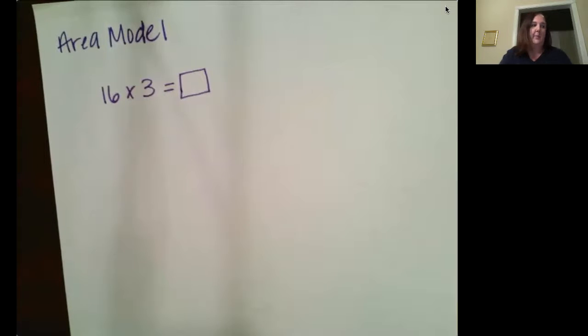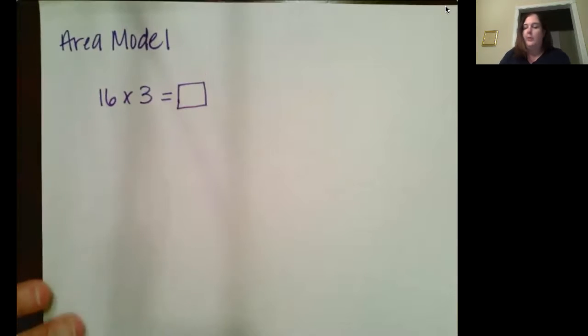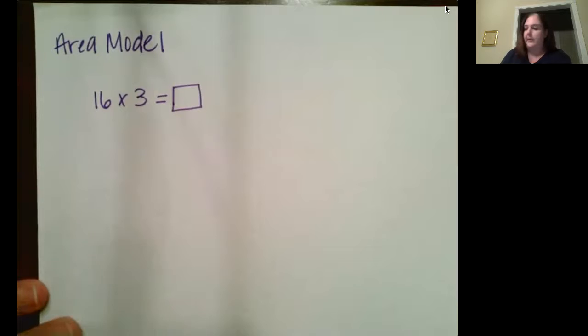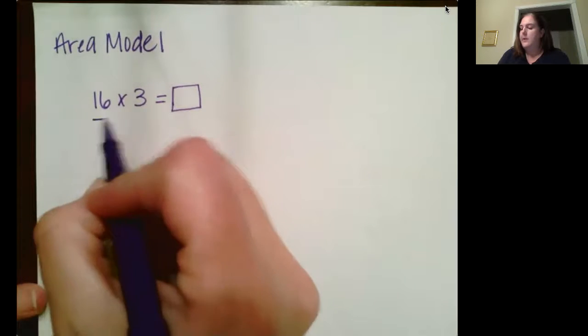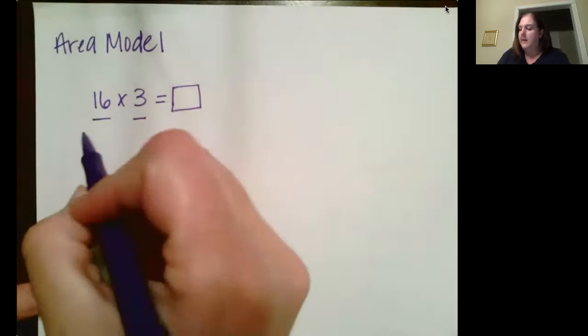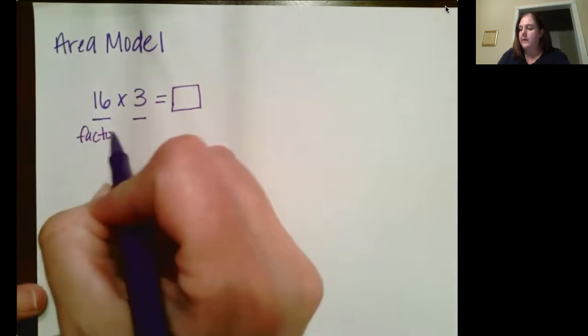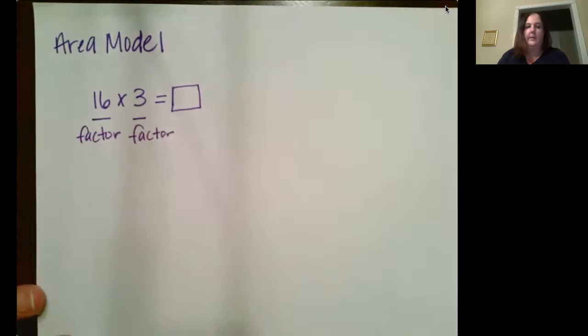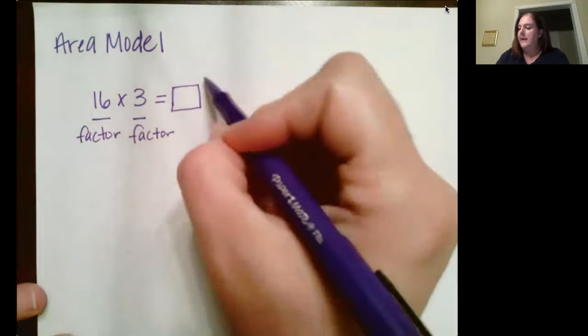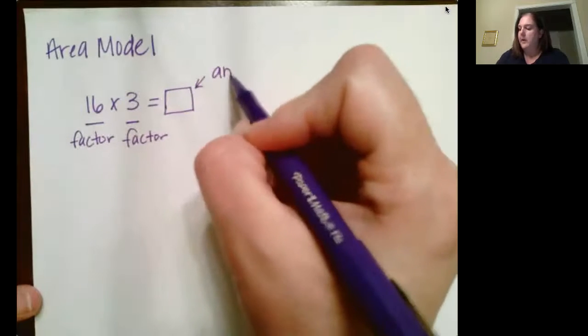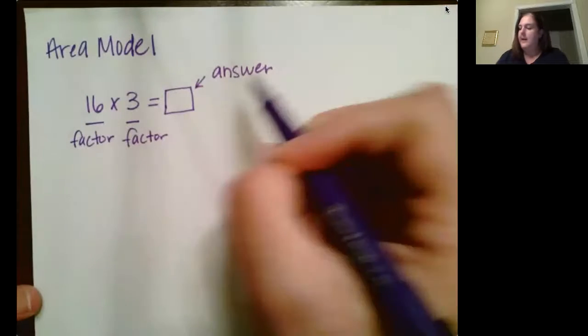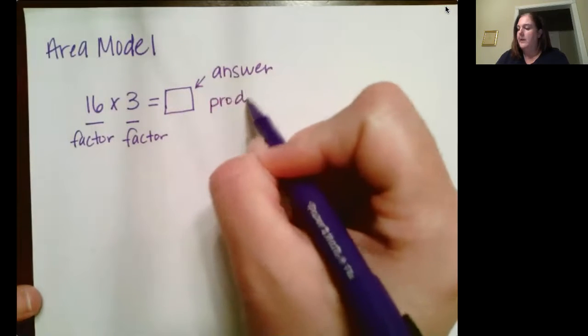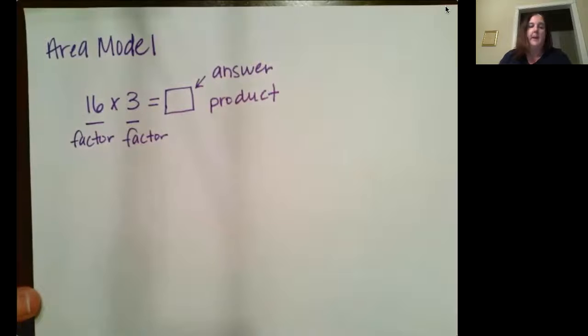Now you can see what I'm writing. The first problem we're going to work is 16 times 3. A couple of reminders about multiplying. The two numbers that we are multiplying are called factors. So 16 is a factor, 3 is a factor. But the answer, when we talk about multiplying, is called the product. When I talk about the product, I'm talking about the answer.